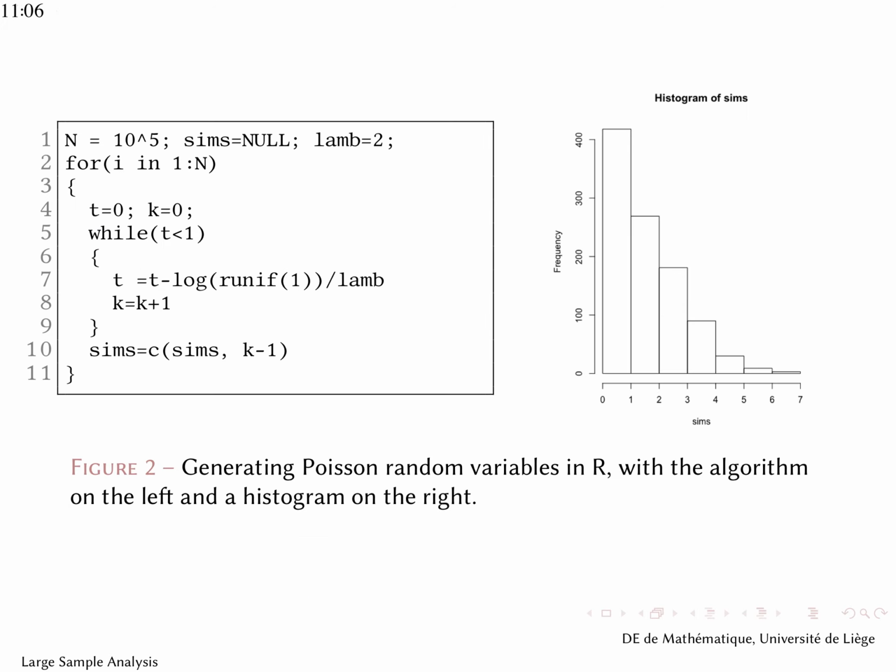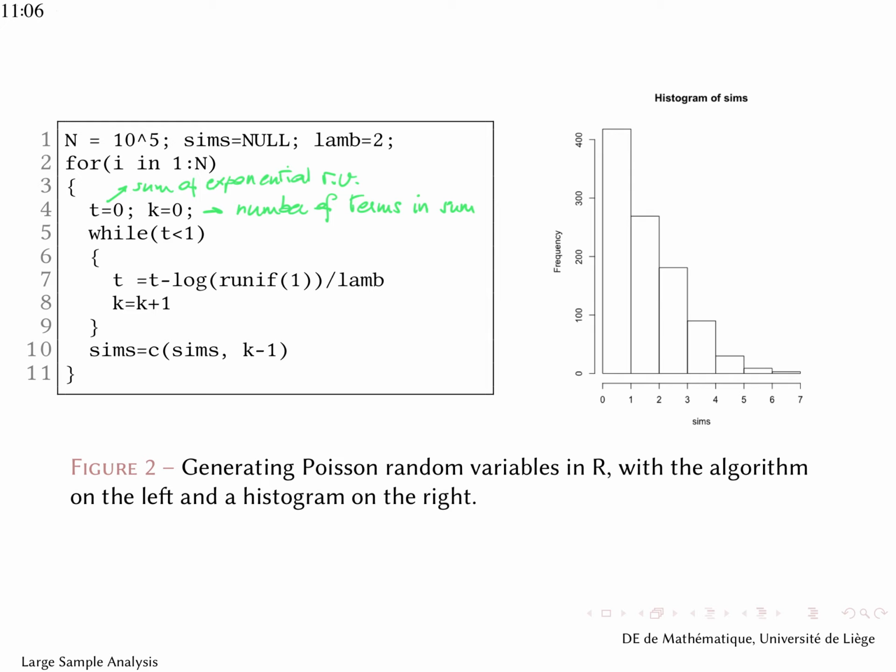If we then pour this into an algorithm, we obtain the following code. Again, we start by defining the sample size, n. Sims is NULL will create an empty variable in which we will store our outcomes, our simulated values. And we set the lambda equal to 2. And then we start generating n Poisson distributed values. We start by initializing the counters at 0. T is the sum of the exponentially distributed variables, and k will be the counter to indicate how many terms our sum will contain.